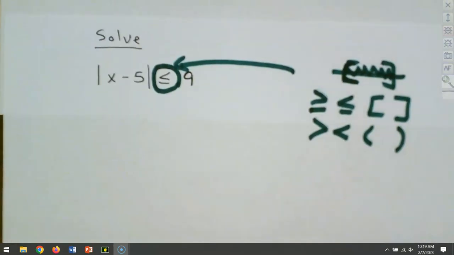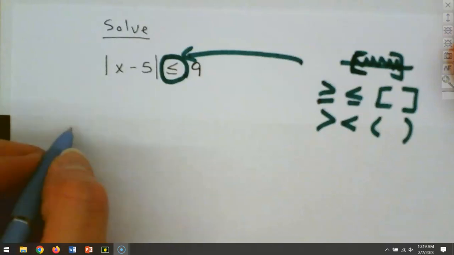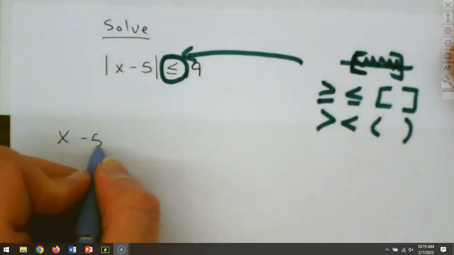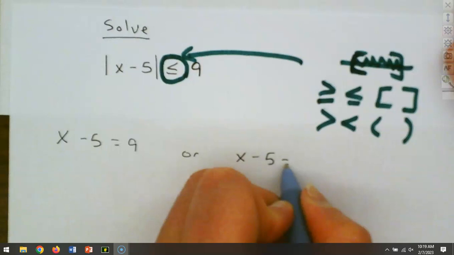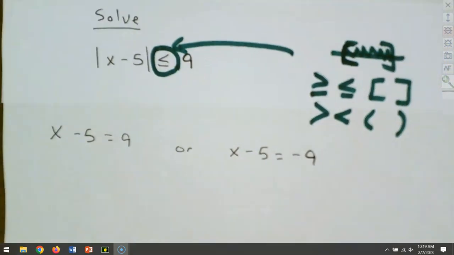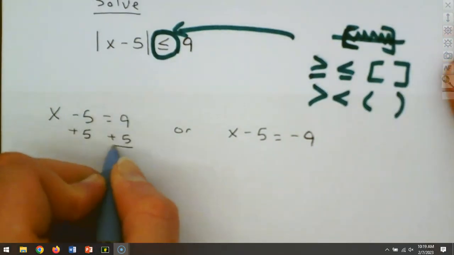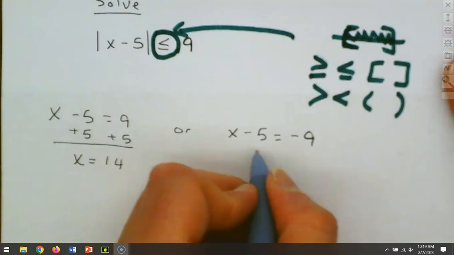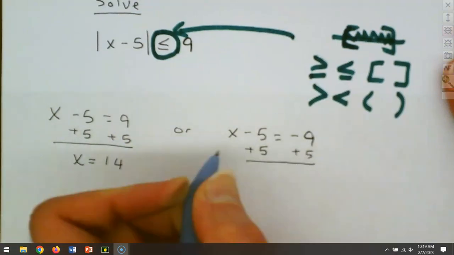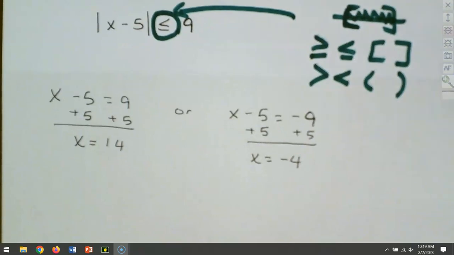Okay. We're going to solve it the same way that we've solved the others. Nothing new. So what do my two equations look like? They look like x minus 5 equals 9, or x minus 5 equals what? Negative 9. Nothing new. It's all exactly the same. Move that 5 over. And so now we've got x equals 14. Move that 5 over. And we've got x equals now negative 4. Okay, so that's what we've got so far.